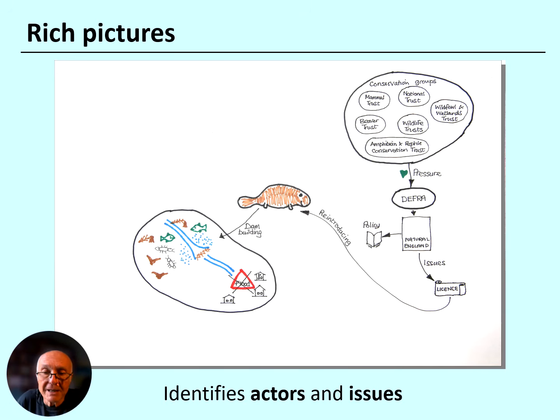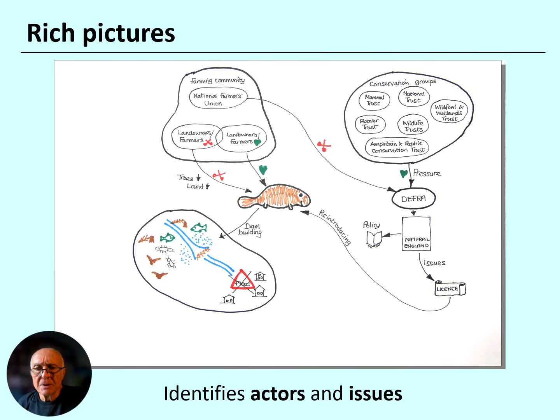DEFRA delegates responsibility for implementing this to Natural England, and Natural England issues a policy and accepts applications for licenses, issues licenses, and once those licenses are issued, a landowner can introduce beavers into their land.